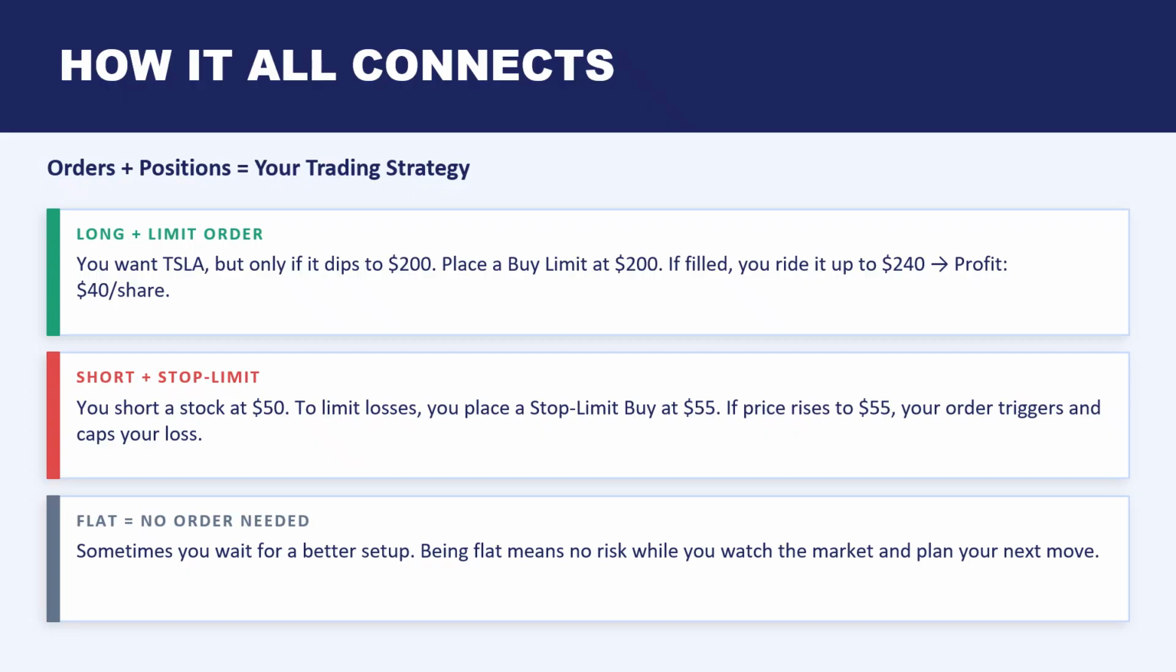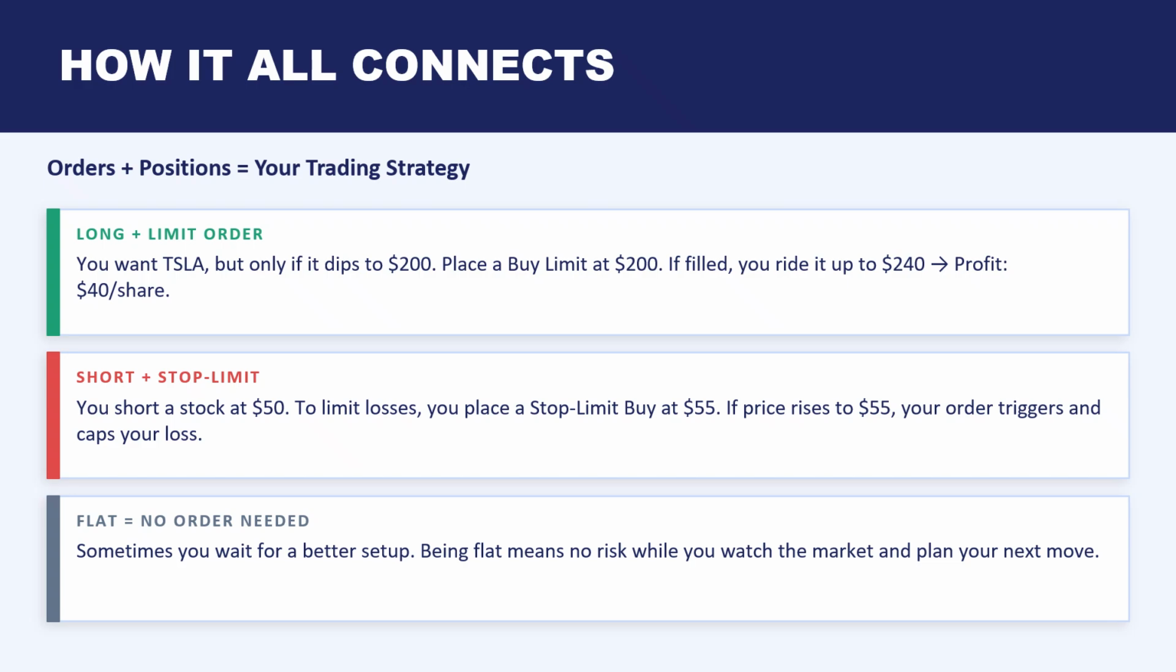So, like we said, and how it all connects, long and limit order. You can also go into a little bit more detail. You can buy Tesla. If it dips to 200, you place a buy limit at 200. If filled, you ride it. If it goes up to 240, your profit is $40 a share.